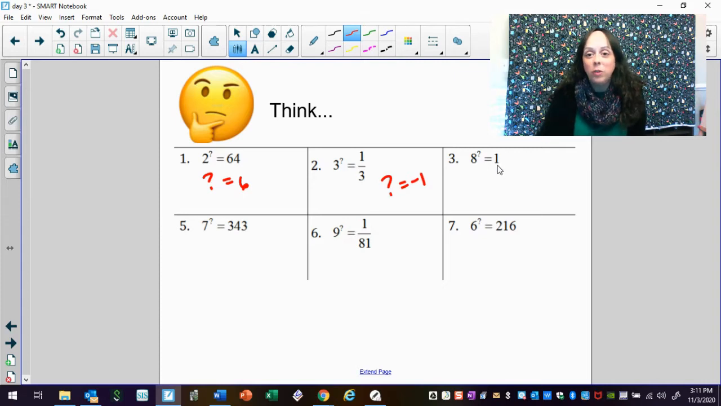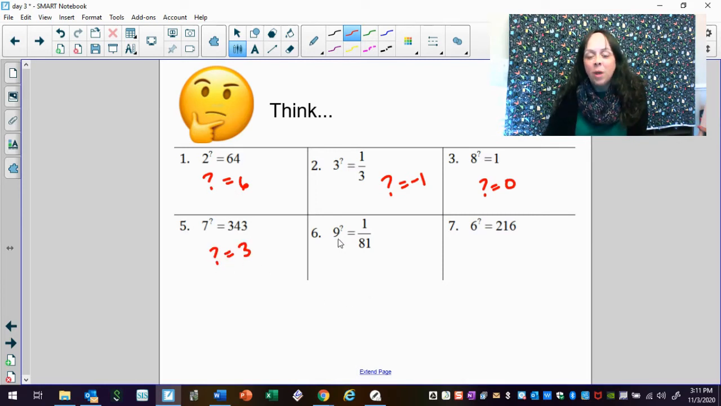8 to what power gives you 1? Remember, anything to the 0 power is 1. Oh, 7. Who knows their powers of 7? Nobody. But recognize this number. 7 to the 3rd is 343.